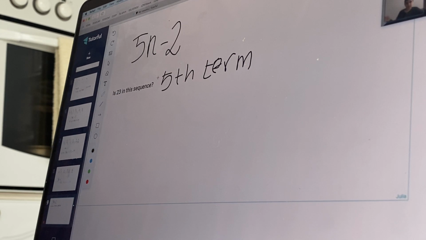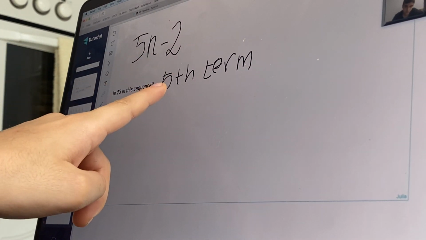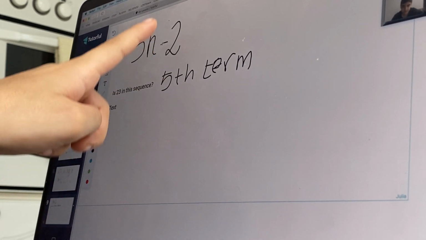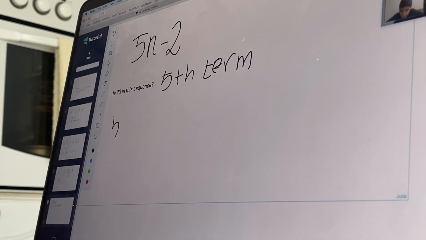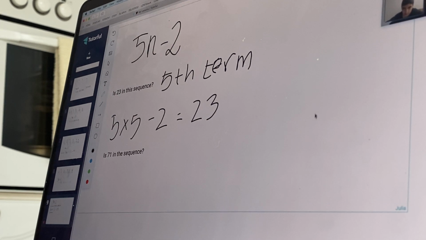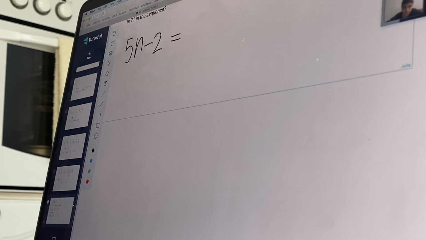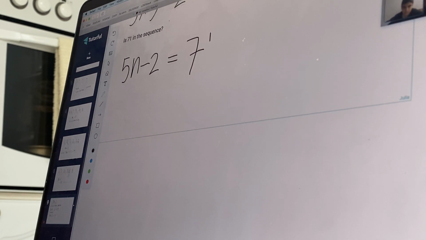And you can also do 5 times 5, 25, subtract 2, 23. So what about, is 71 in the sequence? Try working backwards. So we know that 5n minus 2, if 71 is in the sequence, it has to be equal to 71, doesn't it?